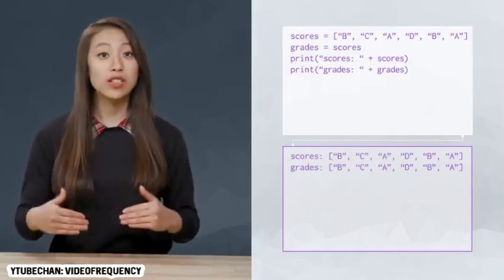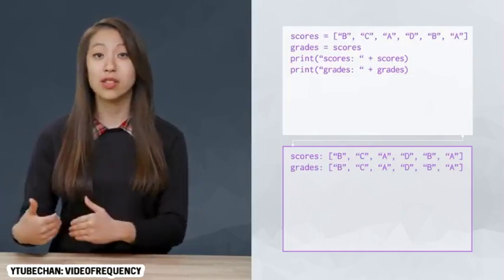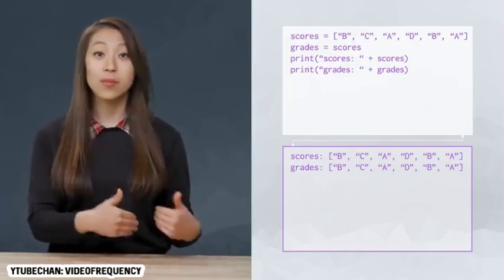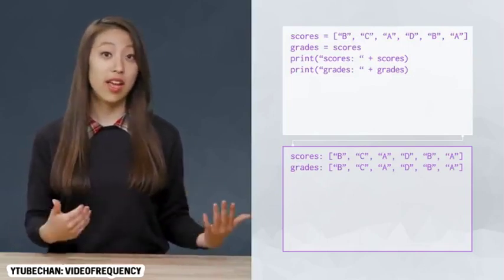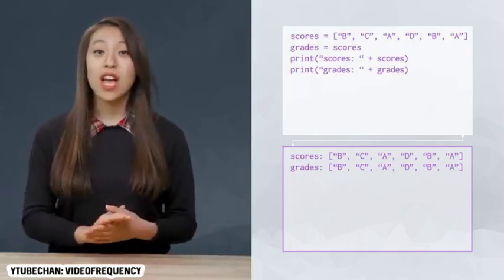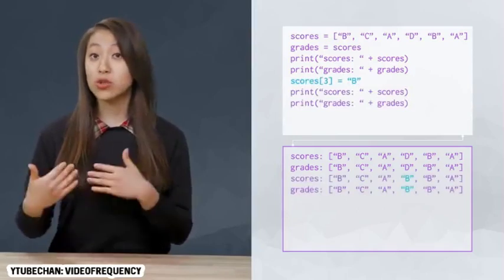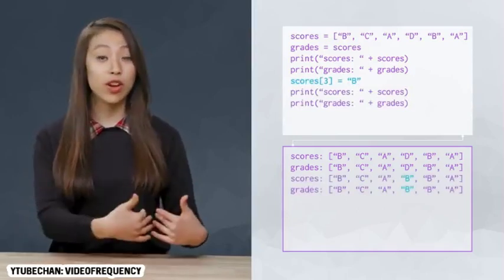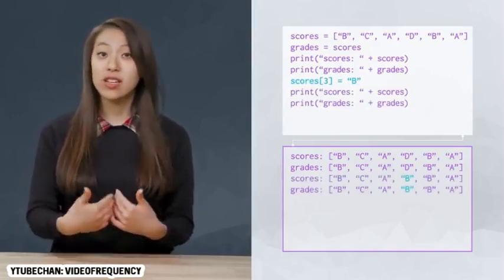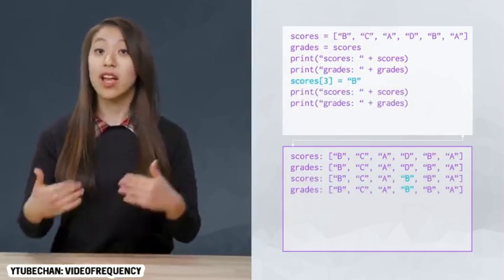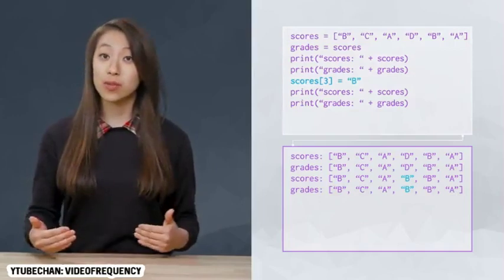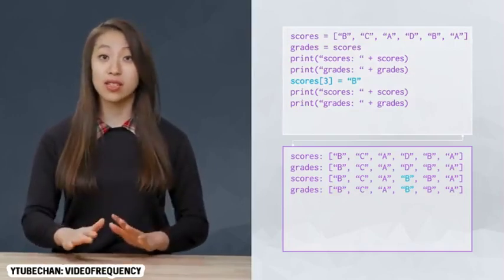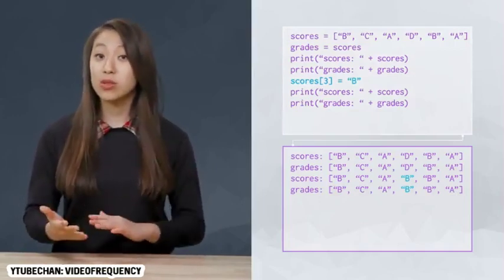Here, we create a list of scores and assign this same list to the variable grades. B, C, A, D, B, A. 6 of them. And when we change or mutate the scores list, making the 4th grade B instead of D, this affects both scores and grades. Both scores and grades are variable names for the same underlying list, and either name can be used to access and change that list.